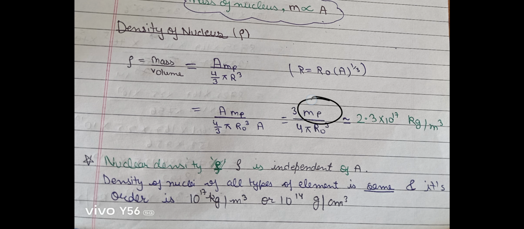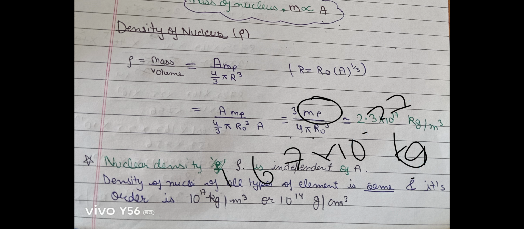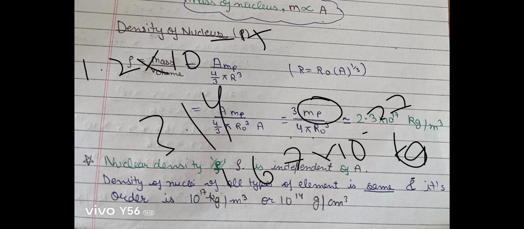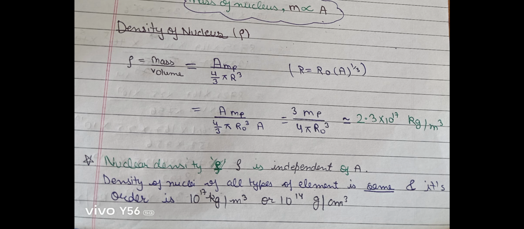mP की वैल्यू क्या होती है? मास ऑफ प्रोटॉन. It is 1.67 into 10 raised to power minus 27 kg. 4 pi की वैल्यू होती है 3.14, and R naught की वैल्यू, as I've already told you, it is 1.2 into 10 raised to power minus 15 meters. Okay, so by solving all this, the value 2.3 into 10 raised to power 17 kg per meter cube ही आएगी.